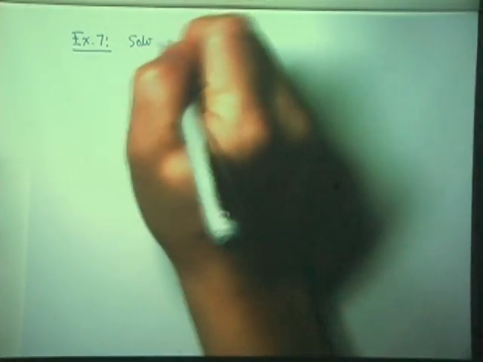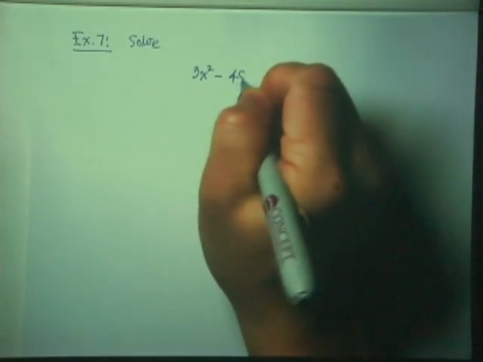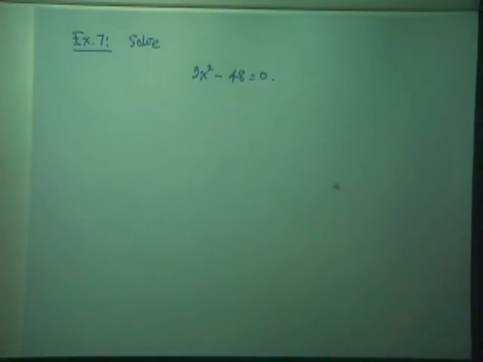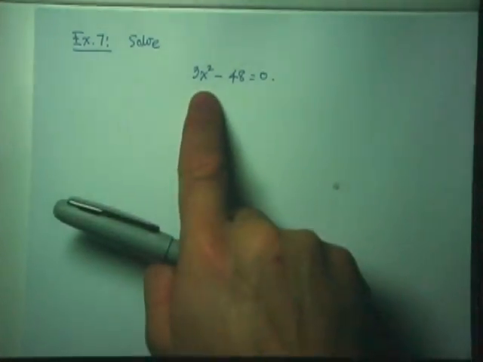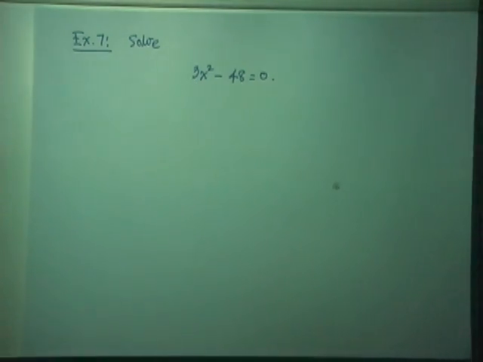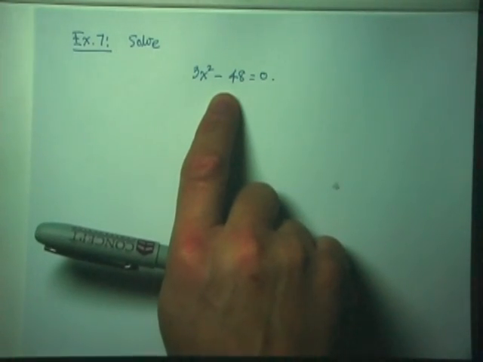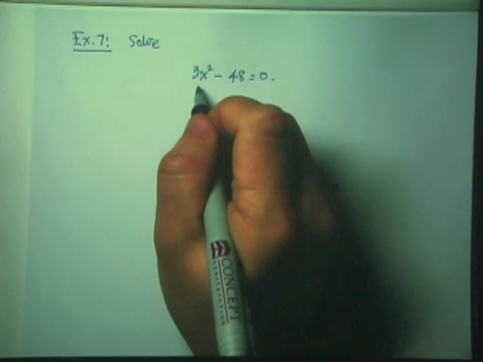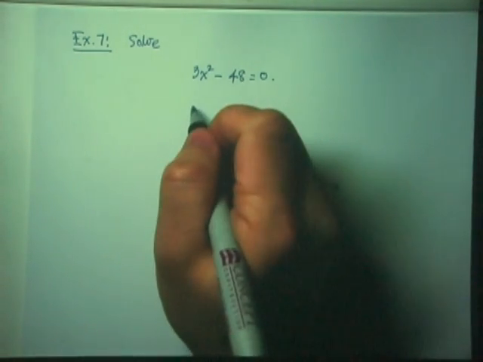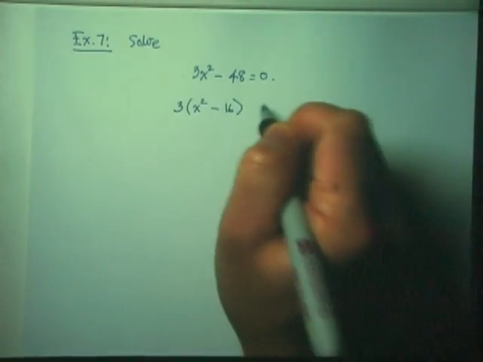Example number 7, and this is the last one in our solving by factoring technique. So I have 3x squared minus 48 equals 0. With this quadratic equation, the reason I know it's a quadratic equation is because I have an x squared term, and any other term has a power lower than the square power. To factor this equation, I see that the only GCF I have in this problem is a 3. So I'm going to factor out the 3, and then I have x squared minus 16 equals 0.